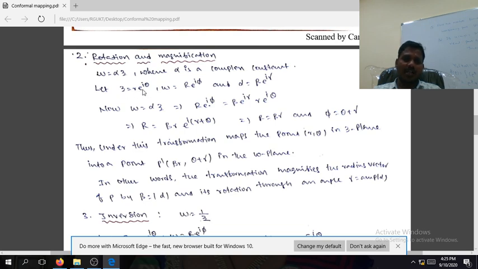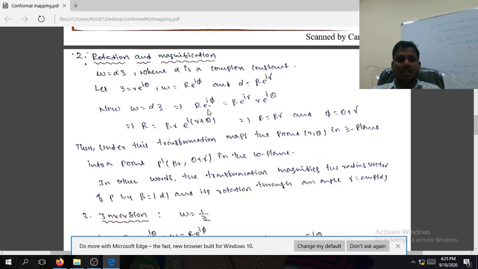It is in the form of x plus i y, like that, no? So W is equal to capital R e to the power of i phi. And alpha is a constant complex number, where beta and gamma are constants: beta e to the power of i gamma. So now the given transformation is W is equal to alpha Z. So R e to the power of i phi is equal to beta e to the power of i gamma into small r e to the power of i theta.